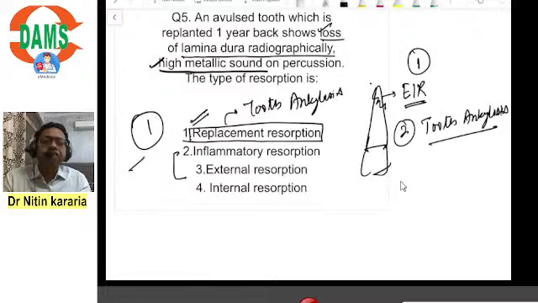So these were the 5 simple, straightforward questions related to the subject of endodontics. They came in the November INICET examination, and these are the answers and the explanations to them.